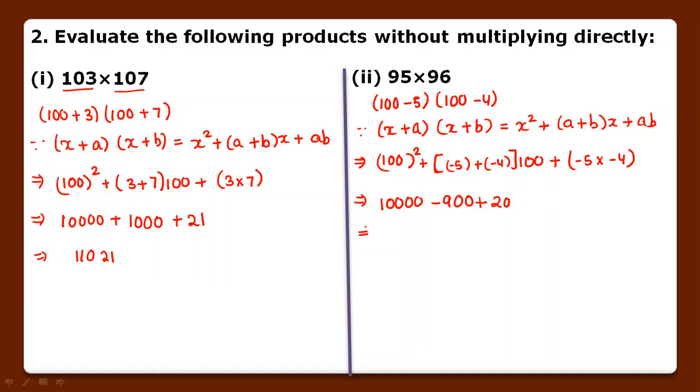In this way, first of all we will add: 10,020 minus 900. What we will get? 9120 as our answer. Third part, 104 into 96. Why do we choose 100 every time? So that our calculation becomes easy, which is why we prefer to split numbers in terms of 100. We can write it as 100 plus 4 and this 96 as 100 minus 4.